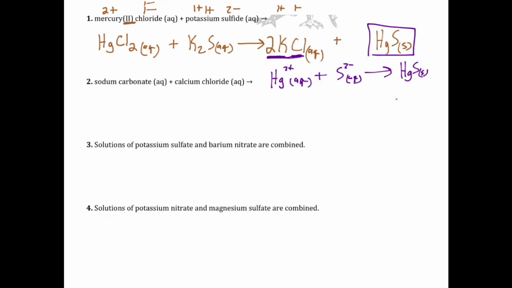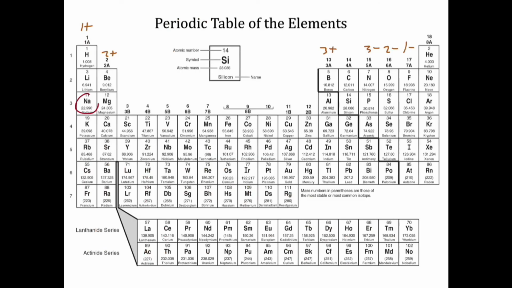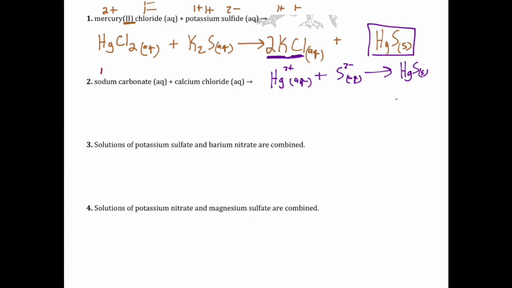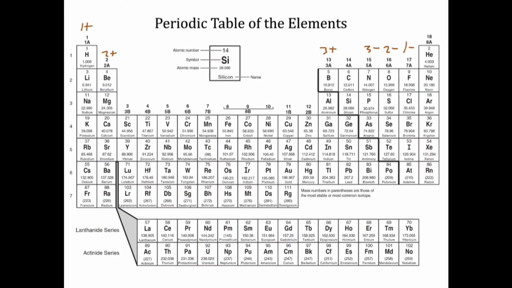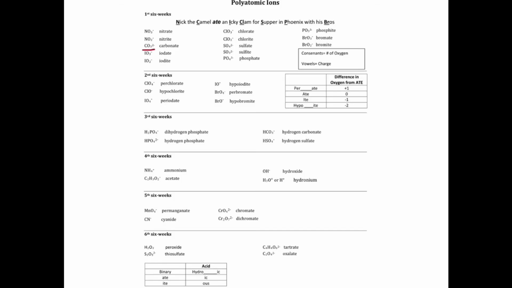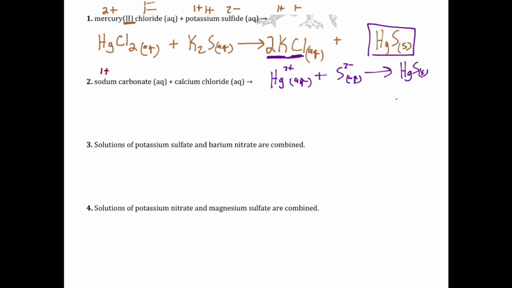All right, so let's go on to this next problem here. Sodium, if you take a look, here's sodium, 1 positive charge. Now carbonate, notice how it ends in -ate. That is a polyatomic ion. So you need to look at your polyatomic ion sheet. Carbonate is right here. Carbonate is CO3 2 negative. Calcium, 2 positive, chloride 1 negative. And so you get those from the periodic table.